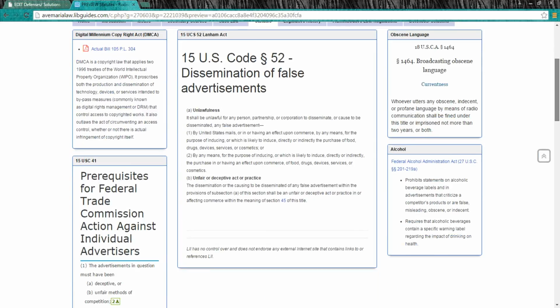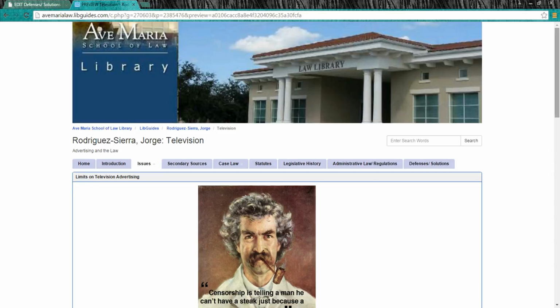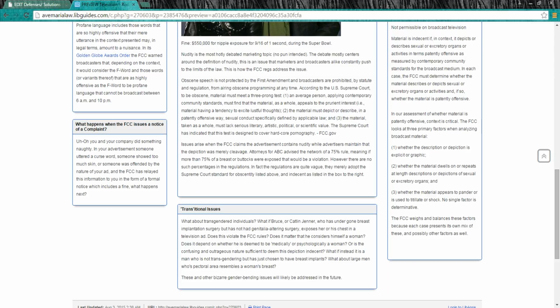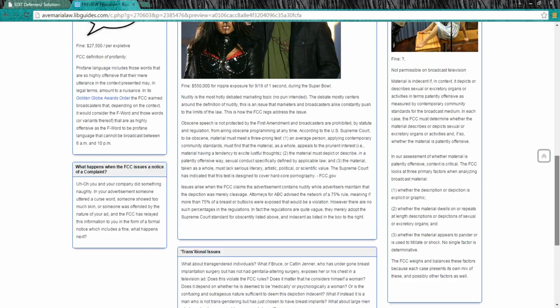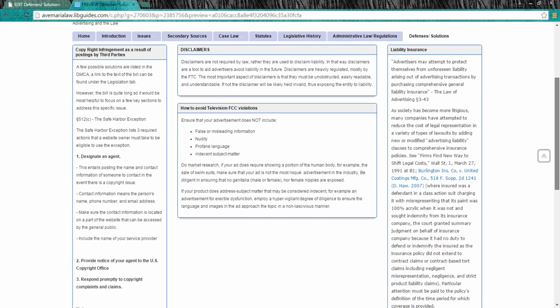Next is the statutes. The statutes I included were the Digital Millennium Copyright Act, the DMCA. And that reminds me, what I try to do on some of the issues is present something that happened. So like under the TV section, you and your company did something naughty in your advertisement. Someone uttered a curse word or showed too much skin. So I ask a question: what happens if you have an FCC complaint? Well, then under my defenses and solutions tab, I answer the question.